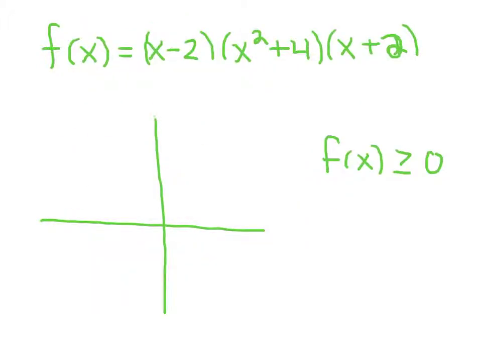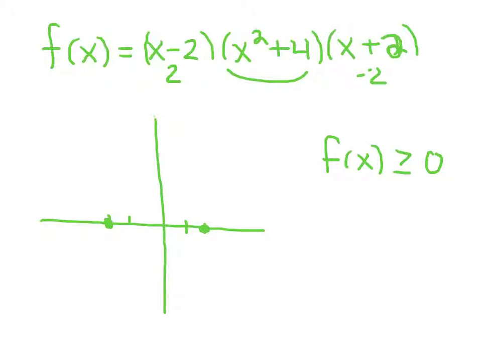So for this function, it has a 0 at 2, so here's the positive 2. This right here is no solution. You can't square something, add 4, and get 0. So these are complex zeros. The other real zero is over here at negative 2.